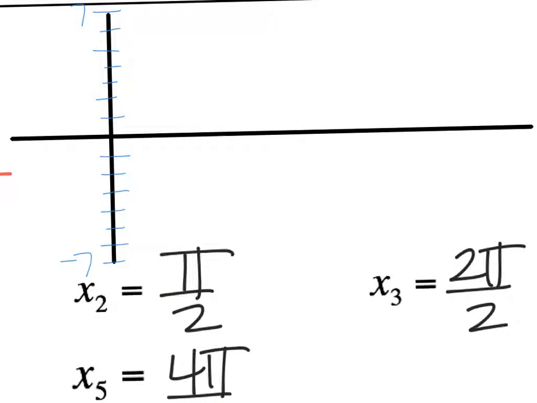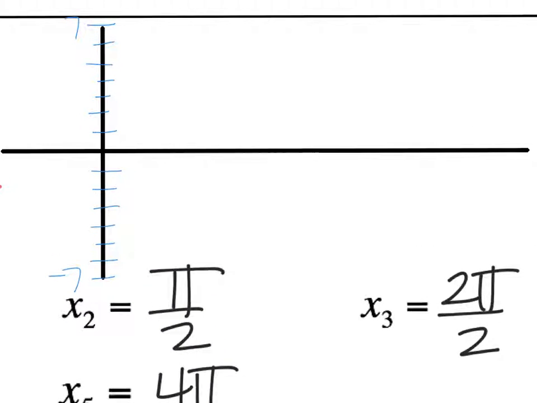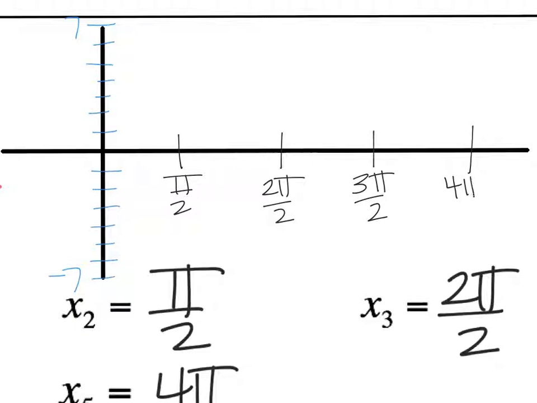So then we put those on our x-axis here. So I'm going to split this into pieces here. So it's going to be pi over 2, 2 pi over 2, 3 pi over 2, 4 pi over 2.